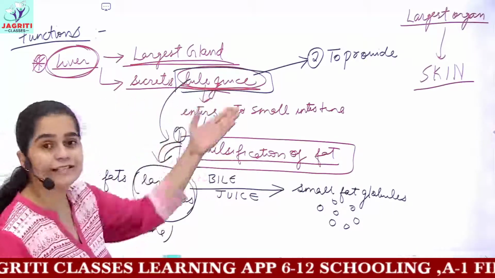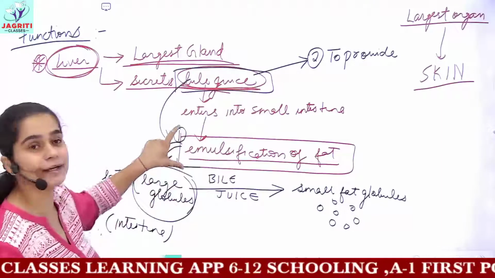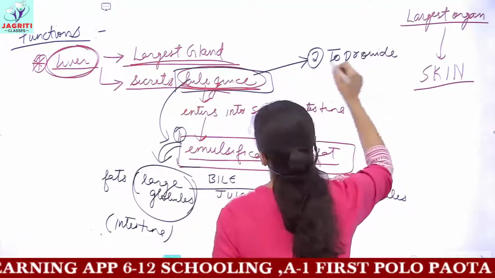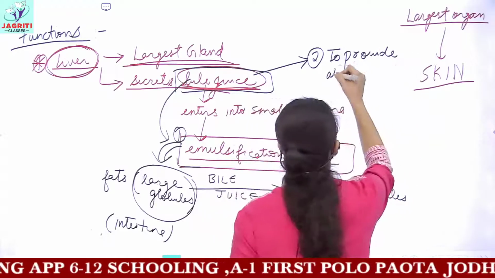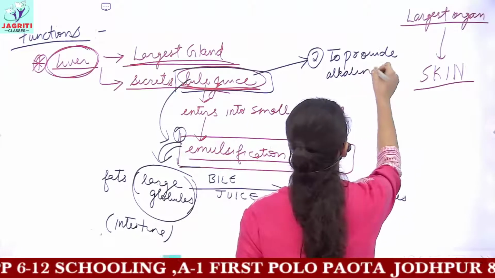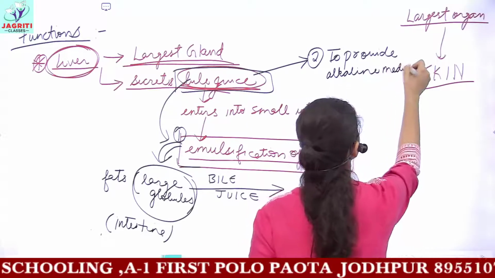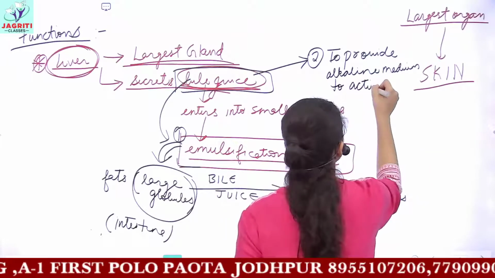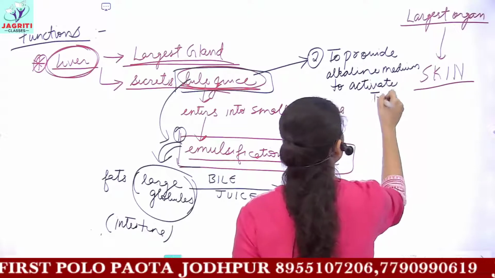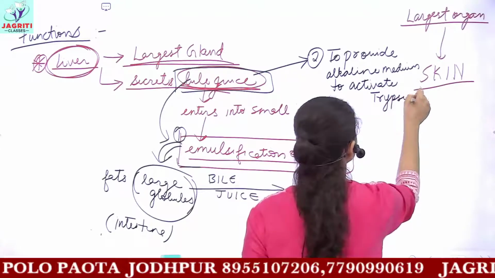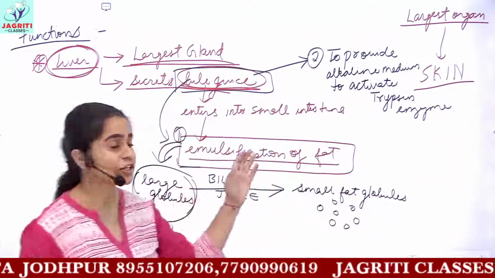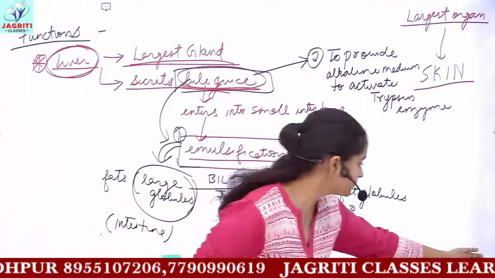So bile juice carries out two functions. One I have already told you. The next you can know that it has the function to provide alkaline medium to activate trypsin enzyme. So these are the two functions of bile juice.